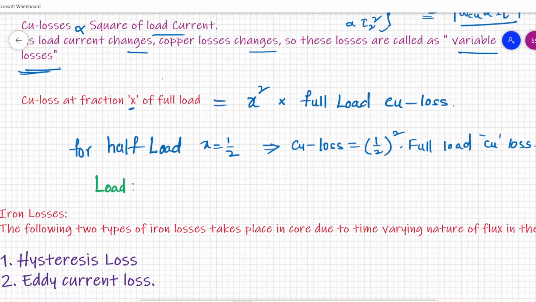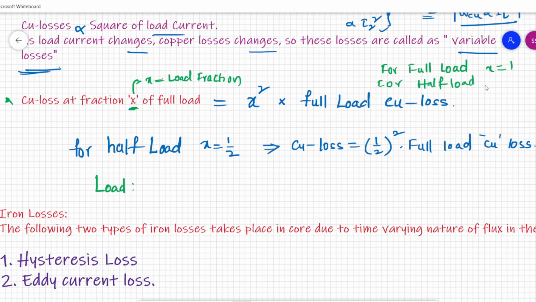The change is given as copper loss at a fraction x of full load. Here x is the percentage of full load, the load fraction, I can say. If it is full load, x equals 1. For half load, it will be 1 by 2. This full load or half load will be determined by the ratings of a transformer.